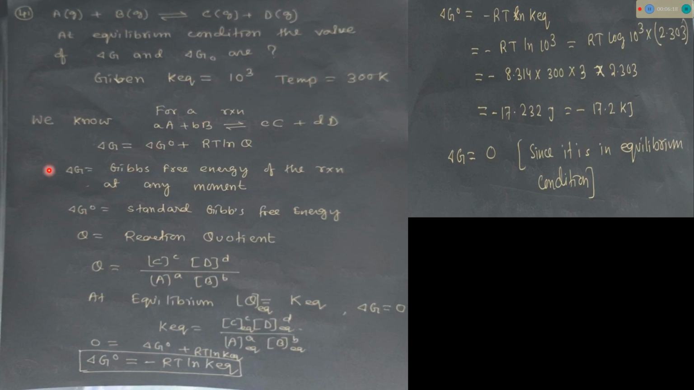Del G means the Gibbs free energy of our reaction at any moment. Del G is equal to 0 at equilibrium conditions, and we know that del G 0, the standard Gibbs free energy, is equal to minus RT ln K equilibrium. The reaction quotient becomes K equilibrium at equilibrium condition.